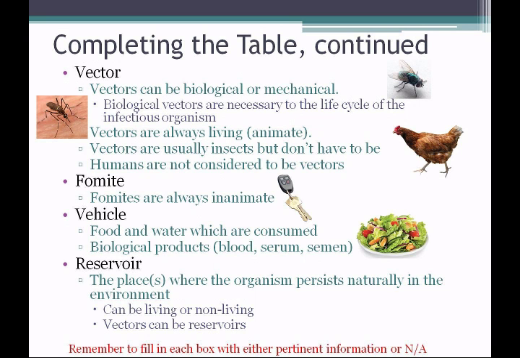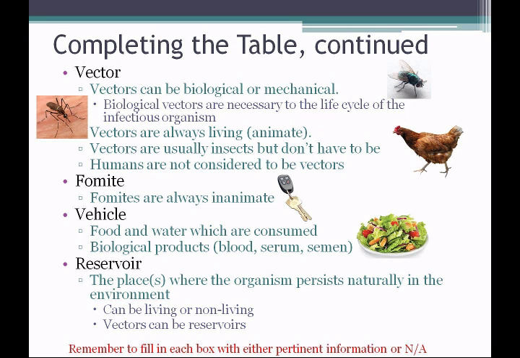The next column is fomites. Fomites are always non-living. They are inanimate. They're things like a tabletop, doorknobs, computer keyboards, keys. These would be surfaces upon which a microorganism or a virus could be found, and by touching that surface and then touching indirectly your eyes or your mouth would then transmit that organism to you.